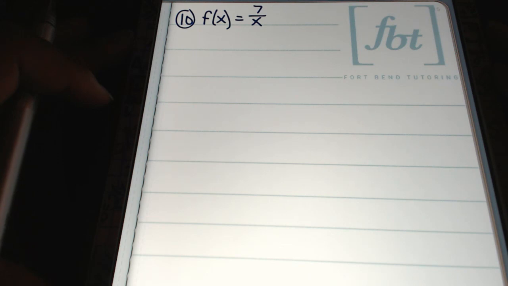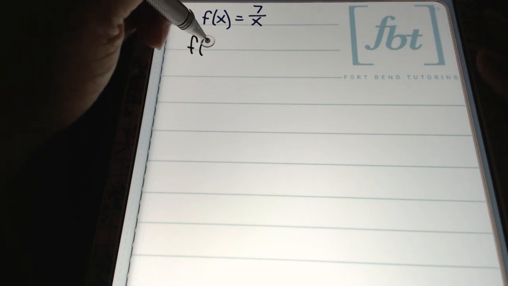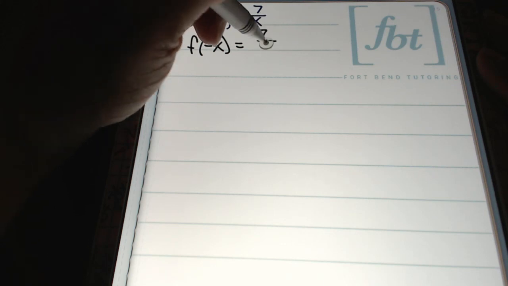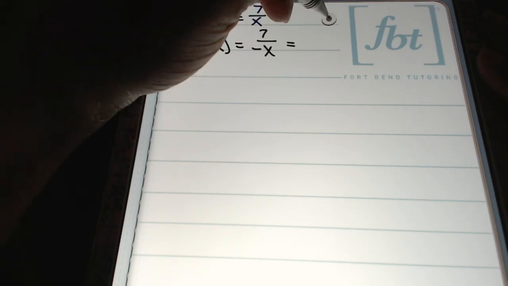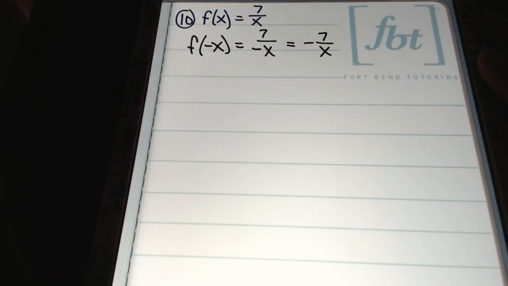We are going to use the even and odd test to determine whether or not this is going to be an even function, an odd function, or neither. We're going to find out what f of negative x is first. So if I replace this x in the denominator with negative x, we could actually just go ahead and pull out that negative in front and show that it's the opposite of the original function.